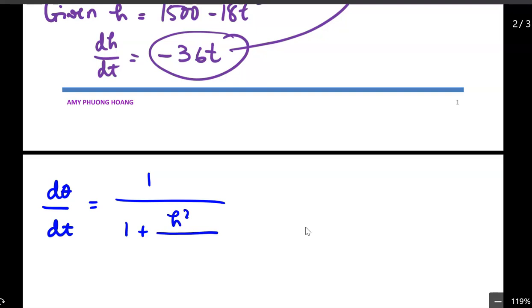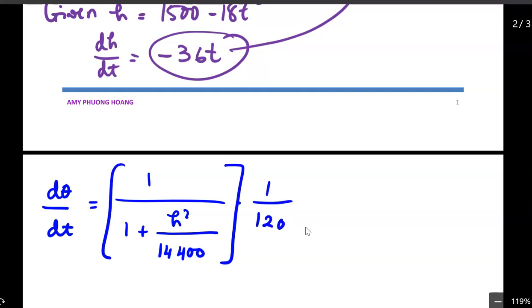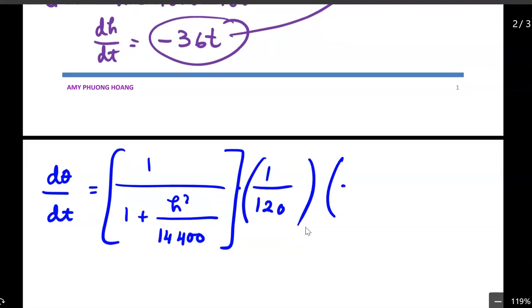Okay, now I'm going to square the 120. 120 squared will give me 14,400. Times this by 1 over 120. So I can put this in the bracket to clarify it. So negative 36t. So this is your dh over dt.